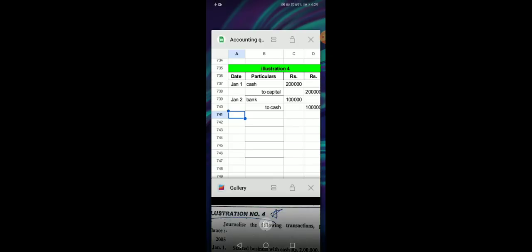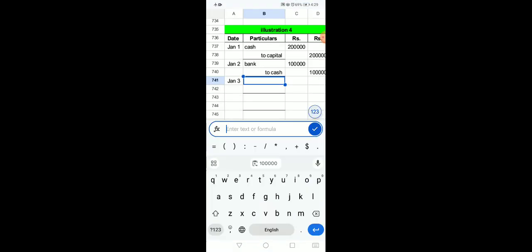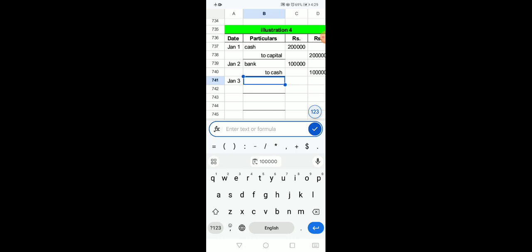First, we should be putting the date. Purchase furniture, the date is the 3rd. Put here January 3rd. On January 3rd, what have you done? Purchase furniture. What is coming in? Furniture. Furniture is your asset. Asset is increasing, and an increase in asset should be debited. So furniture would be written on the debit side.